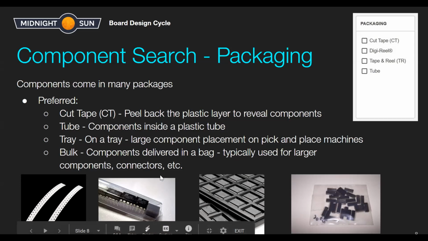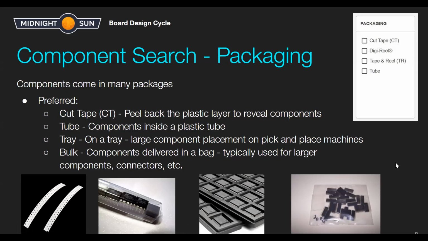Tubes, those are more commonly used for ICs. They're just packaged inside an anti-static tube. They're good as well. The big thing to be careful of is if there are minimum quantities on DigiKey that are greater than 1. We don't want to be dealing with buying hundreds of ICs when we only need 2. So keep an eye out for that.